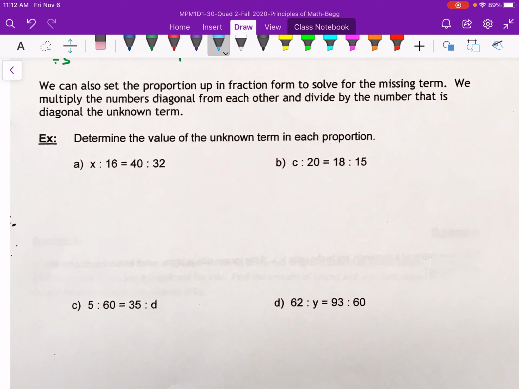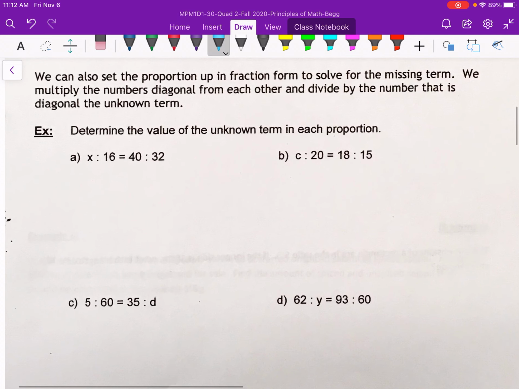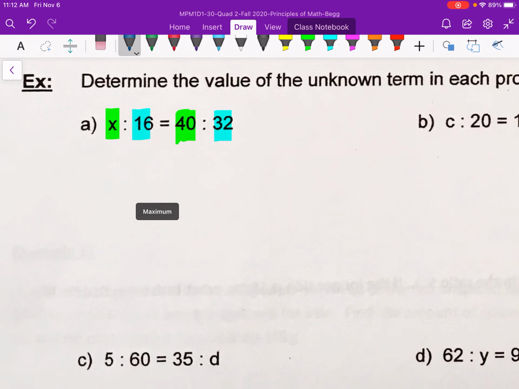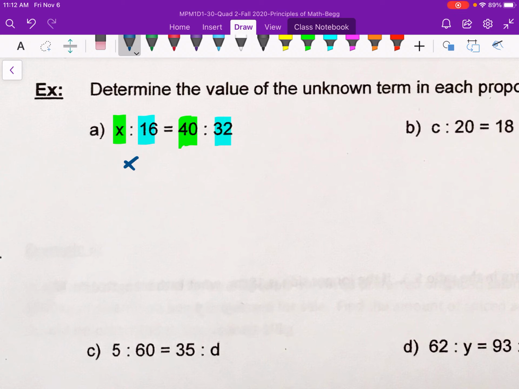We can set up the proportion in fraction style form to solve for the missing term. We can multiply the numbers diagonal from each other and divide by the number that is diagonal to the unknown term. In other words, we can set it up like cross multiplication. So if I color code again, just to keep things a little bit straight, to set this up in fraction style, I would do x over 16 equals 40 over 32.